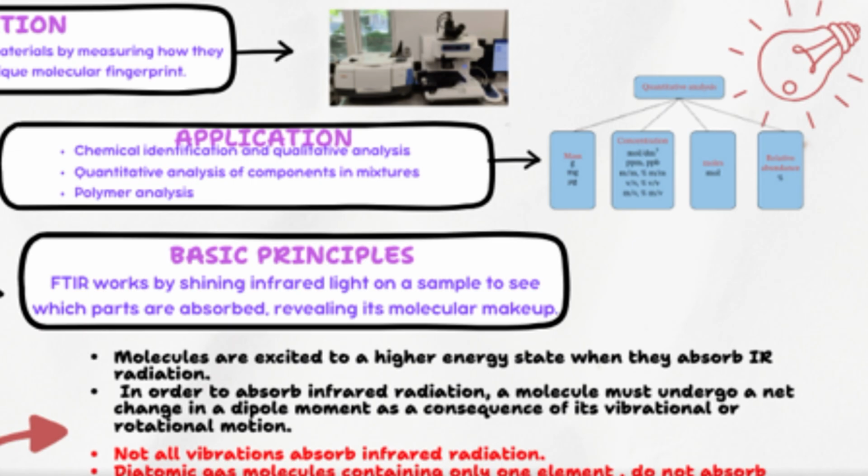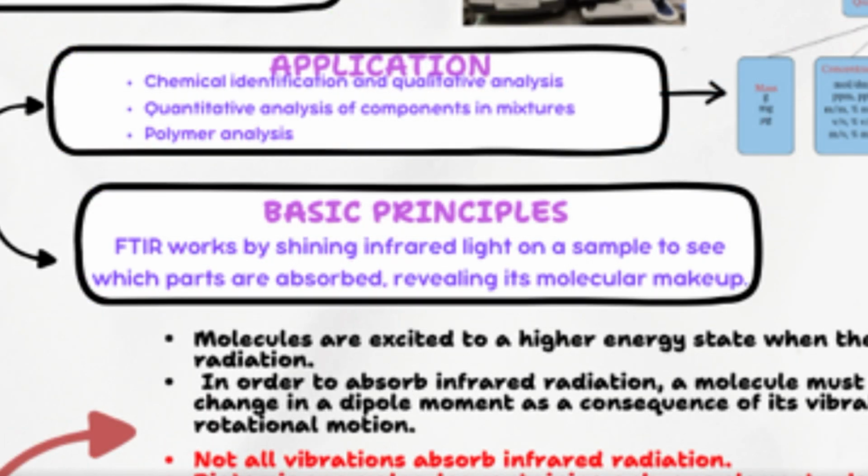For the second part, application, FTIR is used in identifying chemical, what a substance is. Next, measuring how much of something is in a mixture. And the next one is studying polymers like plastic or rubbers. For basic principles, FTIR shines infrared light on a sample, the sample absorbs some light, and this shows what it's made of based on how the light is absorbed.